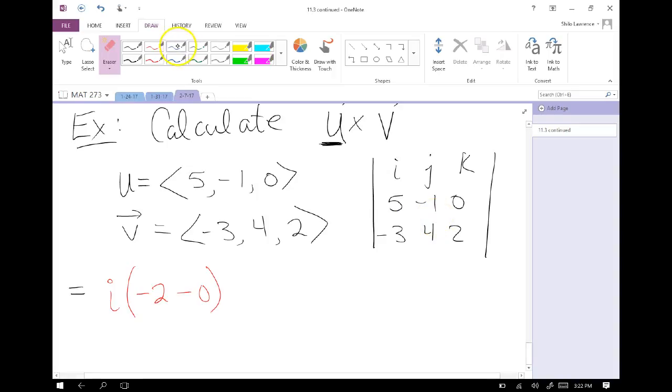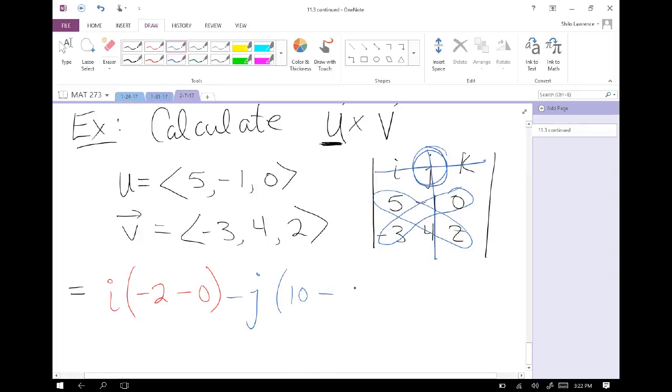Okay, got rid of the red. Now we're going to do the J. So we cross off J's row and J's column. And we switch to J, you switch to subtraction. And we're left with, that is our major diagonal, and that one is our minor diagonal. So the product on the major diagonal is what? 10. We've got 5 times 2 is 10. And on the minor diagonal, 0, because we've got -3 times 0.